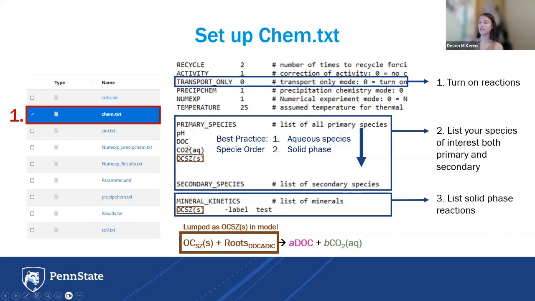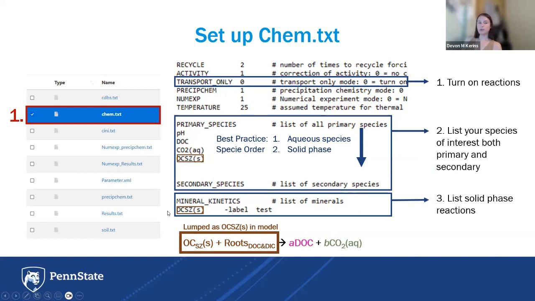So then we list our primary species, DOC, CO2 aqueous, and then our solid phase will all be our primary species. And I like to make sure I follow an order of best practice, which helps me keep everything aligned. Especially as we're listing these species in other input files, if I need to go back and do any troubleshooting, and they're all in the same order, it's easy to track which species I may be missing, or maybe what I need to amend. It's much easier to troubleshoot if they're all in the same order. And so again, list your primary species from aqueous species first and then solid phase. So I have pH, then I have my aqueous species, and then my solid phase.